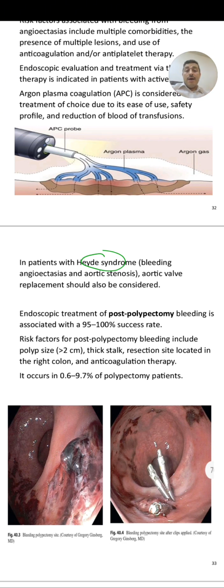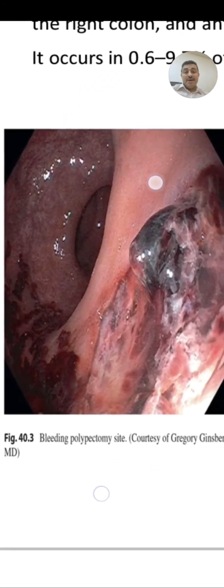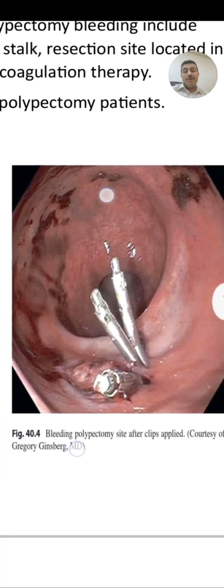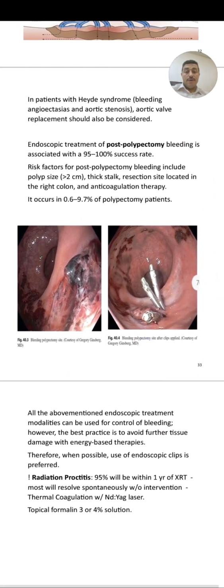Also, from the causes of bleeding that are well managed by colonoscopy is the post-polypectomy bleeding, and it is treated with a high success rate, about 95%. And there are risk factors associated with rebleeding, and these include polyp size above 2 centimeters, thick stalk, right-sided polyp, and also anticoagulation. And here you can see a picture of a post-polypectomy bleeding, and here we put a clip on it and everything went fine.